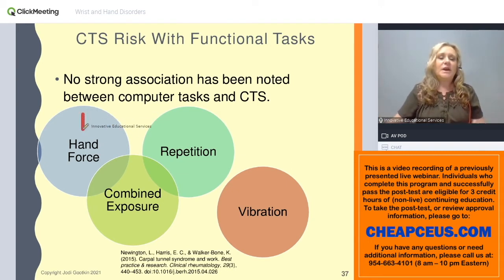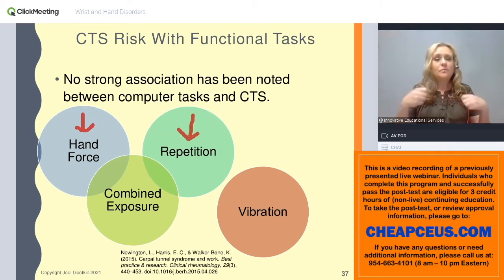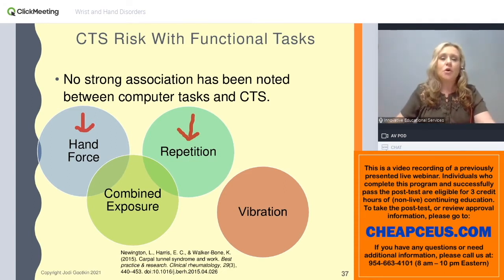The first being hand force, that individuals who are exerting greater than 8 pounds of force with their hands, and they have excessive repetition of the tasks that they're performing. So the work cycle time of the activities that they're performing of the wrist and hand is less than 10 seconds, so it's repetitive, or they're holding statically in one position for greater than 50% of the time. These two combined exposures seem to increase the risk of development of carpal tunnel.